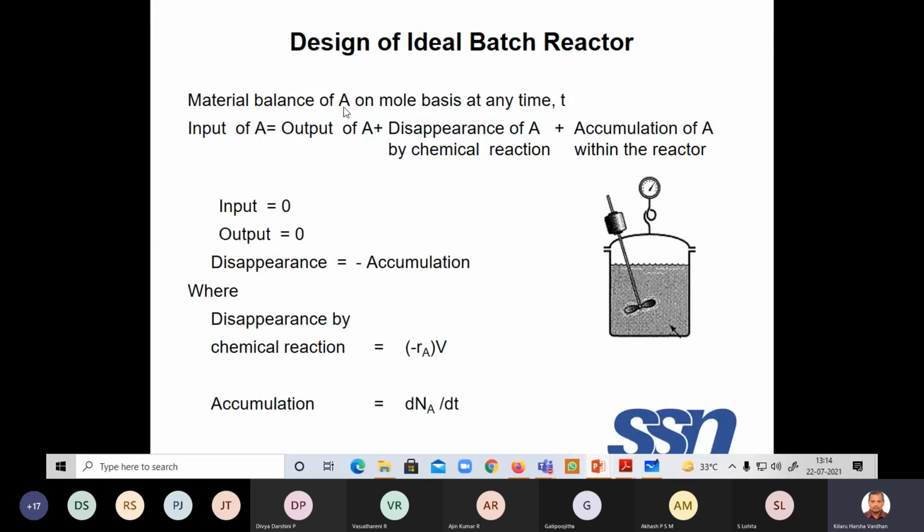So right now we'll use only the material balance. Material balance of A on a mole basis at any time t. A is a reactant. A is giving you some product. Let us assume that there is a reaction where A is giving you R, with some rate constant K. So I'm writing the material balance based on the raw material A on a mole basis. Mole basis in the sense I'll get a unit of moles per time, right?